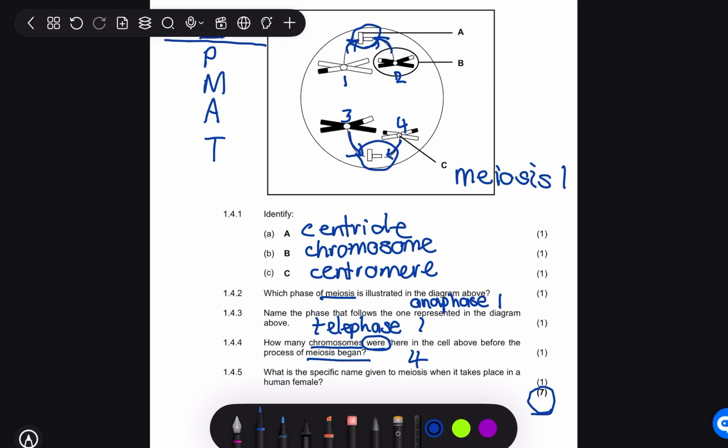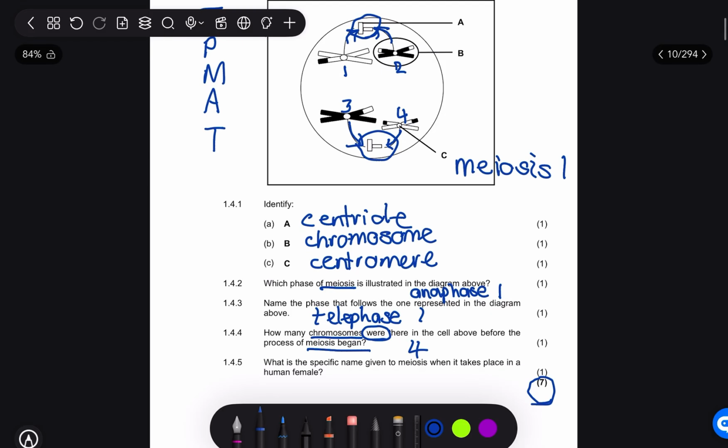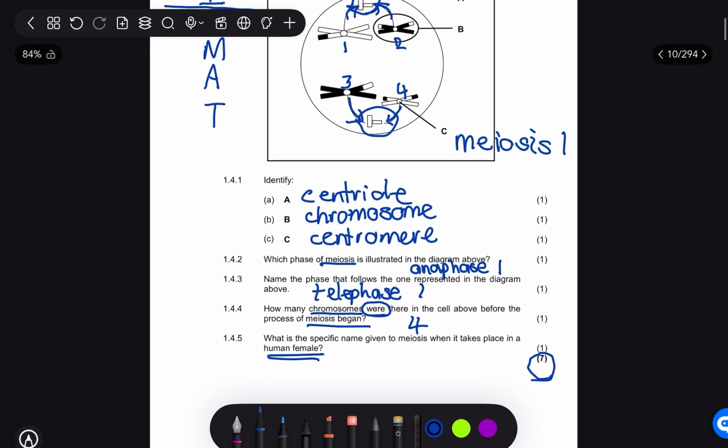What is the specific name for meiosis when it takes place in a female? A female would be oocyte, a male would be sperm. So this one we know it will be oo, and then the word genesis means to create. So this would be oogenesis. And in males, it would be spermatogenesis.